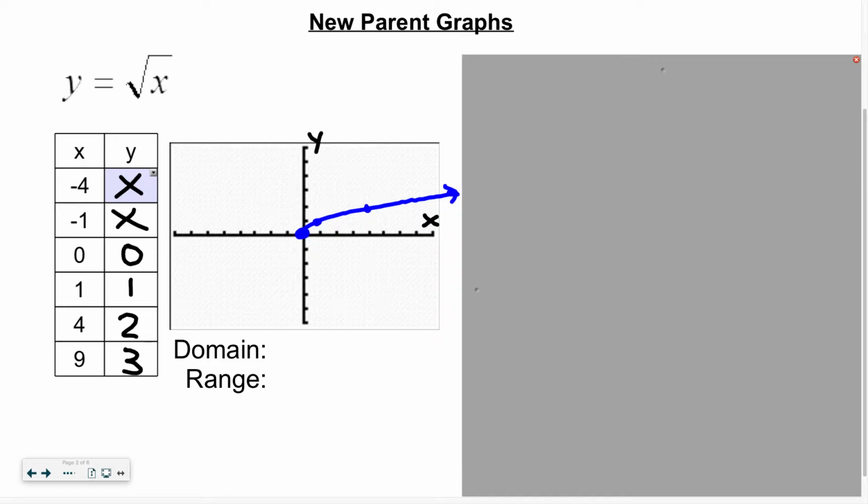Okay, let's talk about domain and range. What kinds of x's work for this square root function?